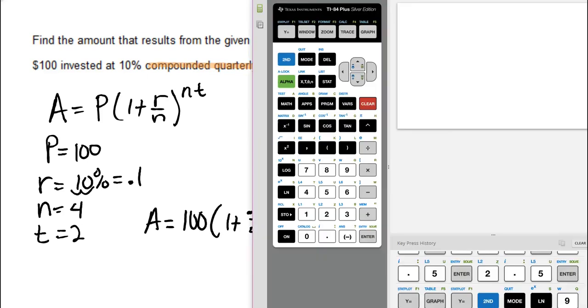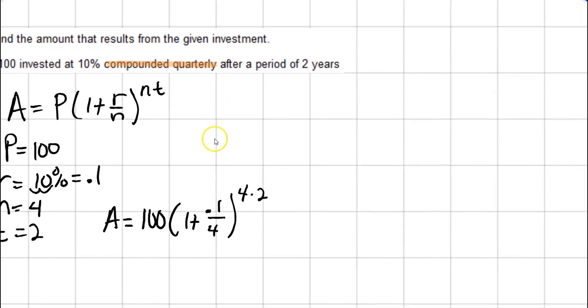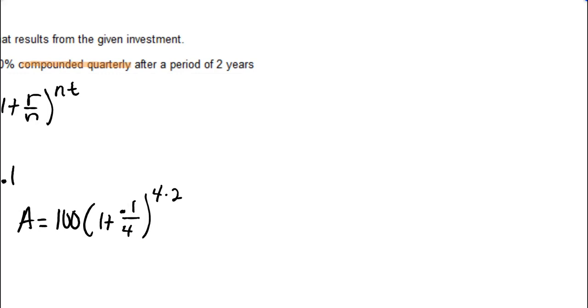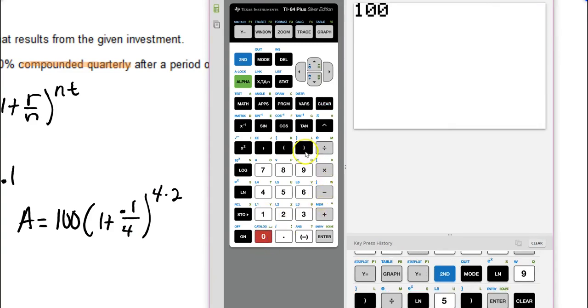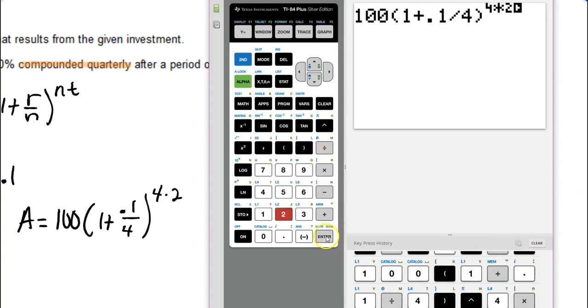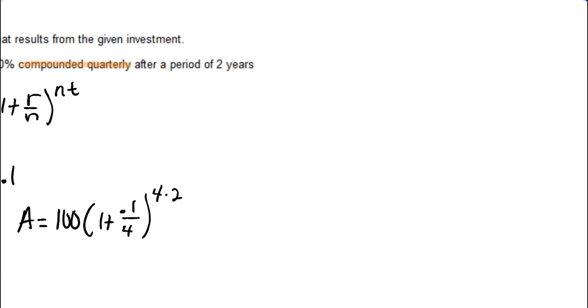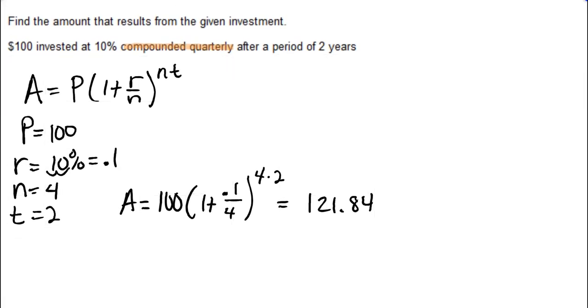So we'll put that in our calculator. That's 100 times 1 plus 0.1 divided by 4 to the 4 times 2. So after 2 years, that $100 turns into $121.84. And I'm rounding to 2 decimal places because we're talking about money, so I rounded to the nearest cent.